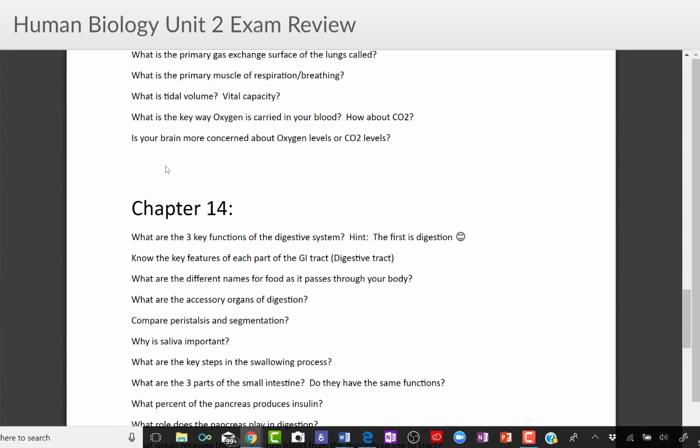And the answer is CO2. When it comes to breathing, your brain cares most about your pH, how many hydrogen ions there are. And remember, carbon dioxide is an acid, so we have to control how much carbon dioxide we get rid of more than how much oxygen we need.